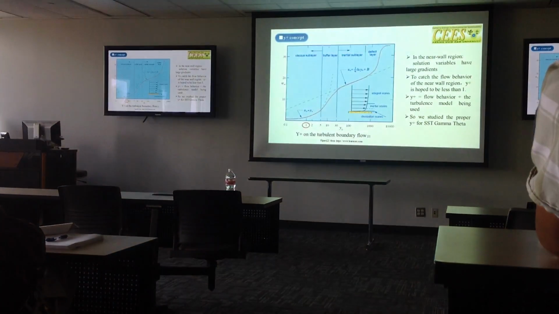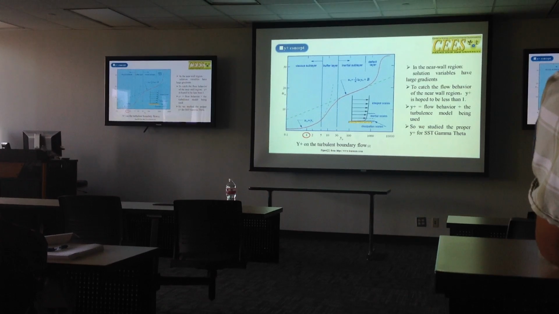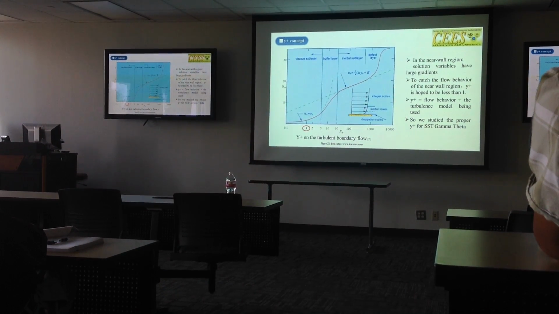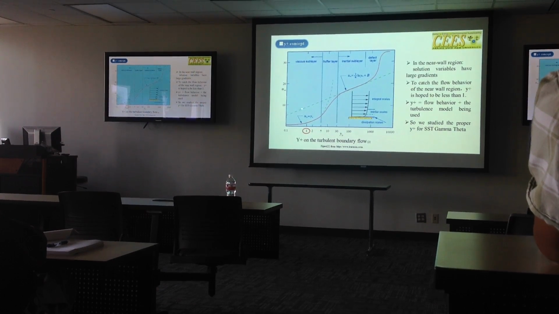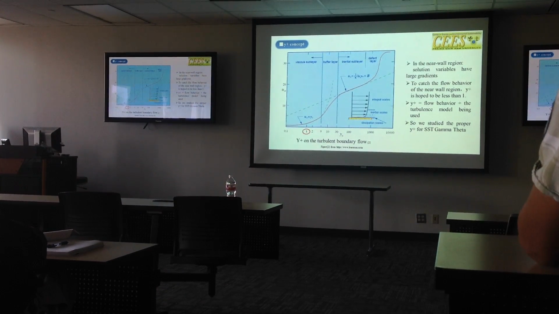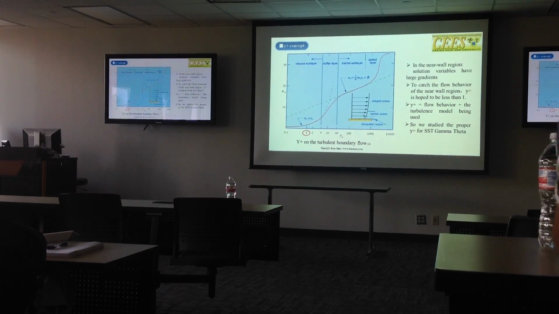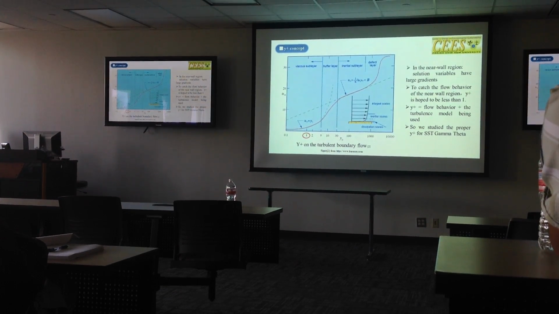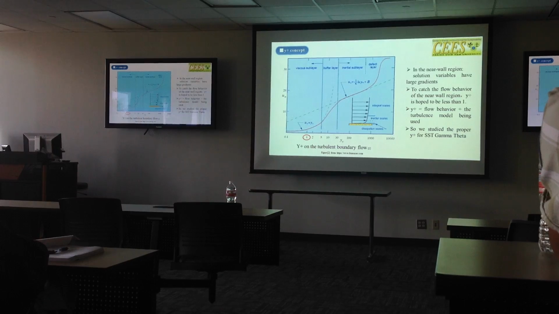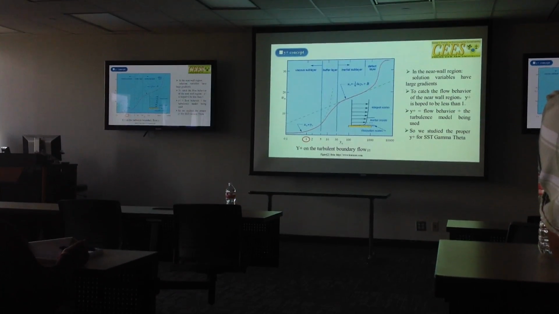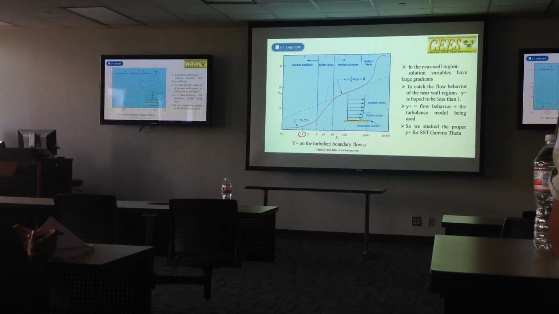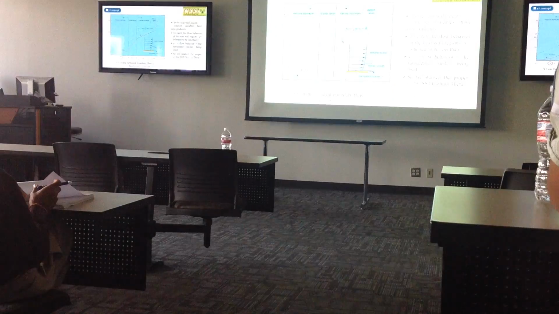Based on many research works, people found that in the near wall region, the solution variable has a very large gradient. That means this near wall region has a very important influence on the result. So to capture the flow behavior near the wall region, different turbulence models or different cases always require a small Y plus value. For example, some of them require less than 1.